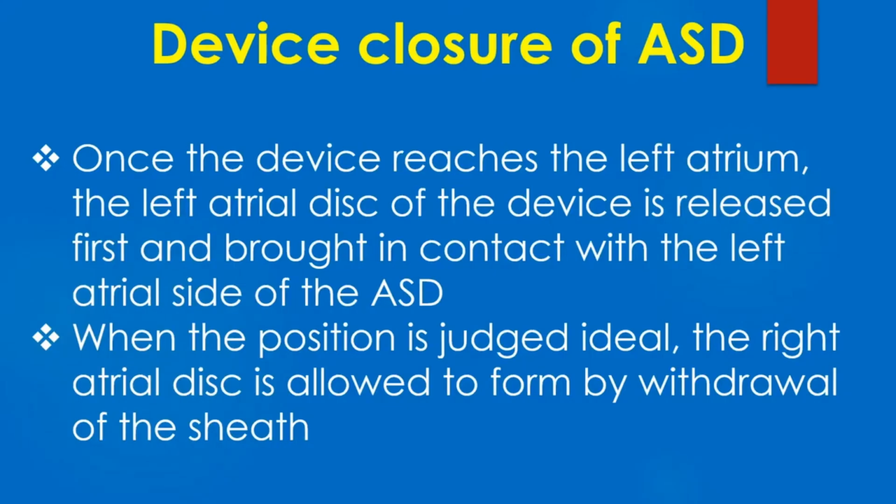Once the device reaches the left atrium, the left atrial disc of the device is released first and brought in contact with the left atrial side of the ASD. When the position is judged ideal, the right atrial disc is allowed to form by withdrawal of the sheath.